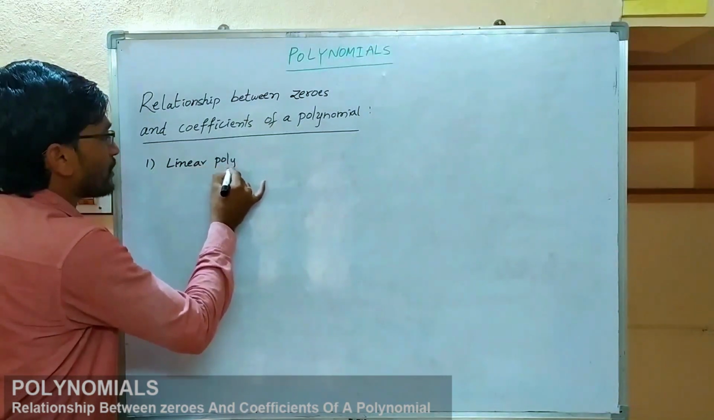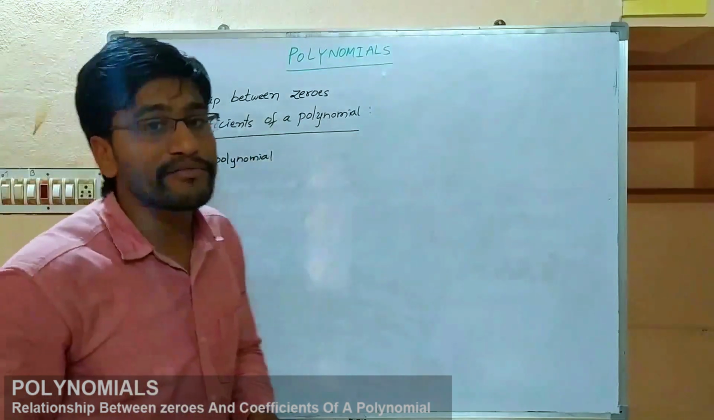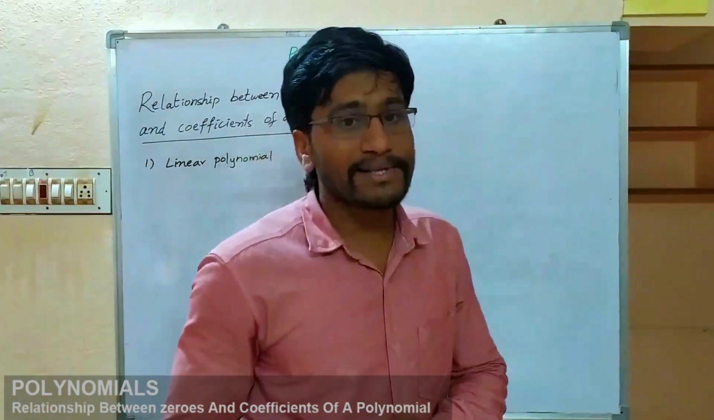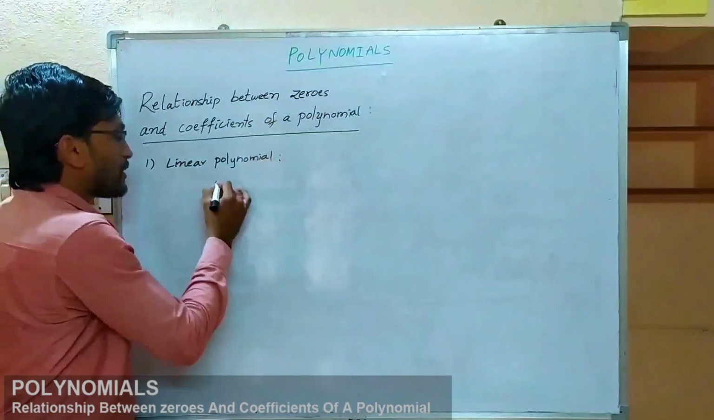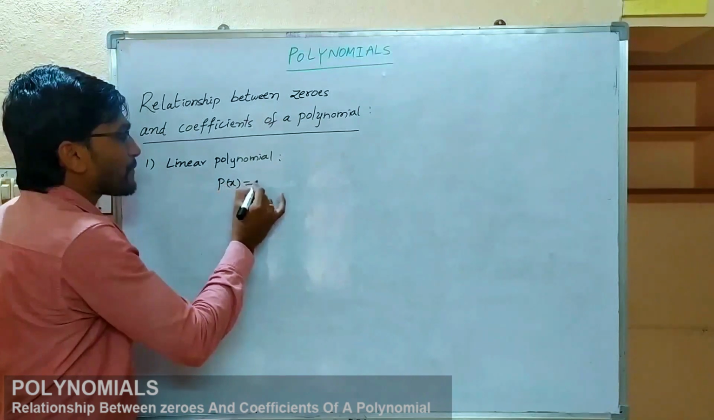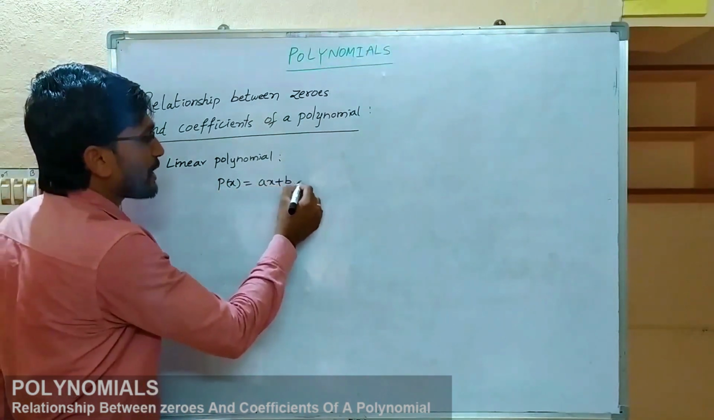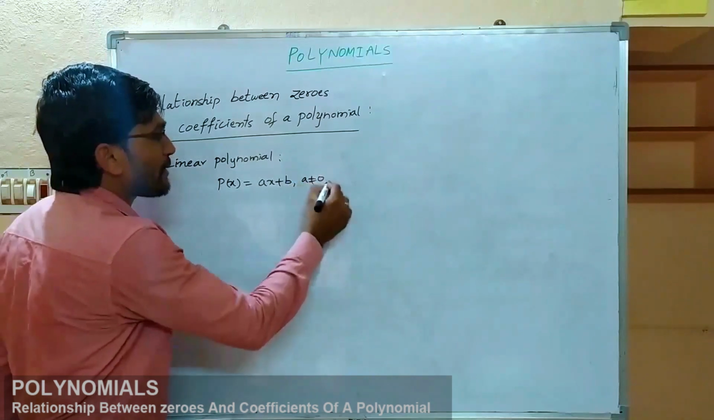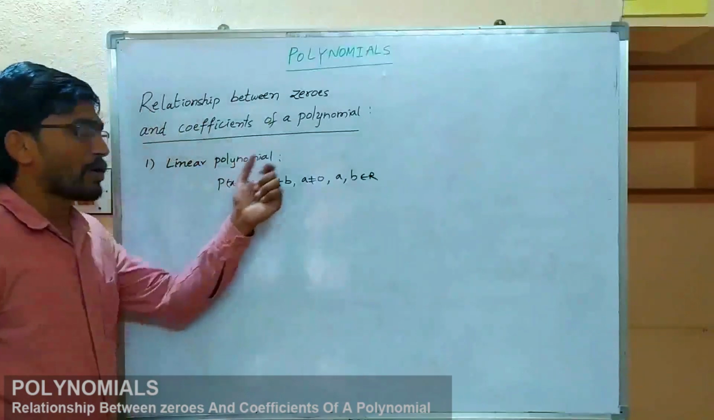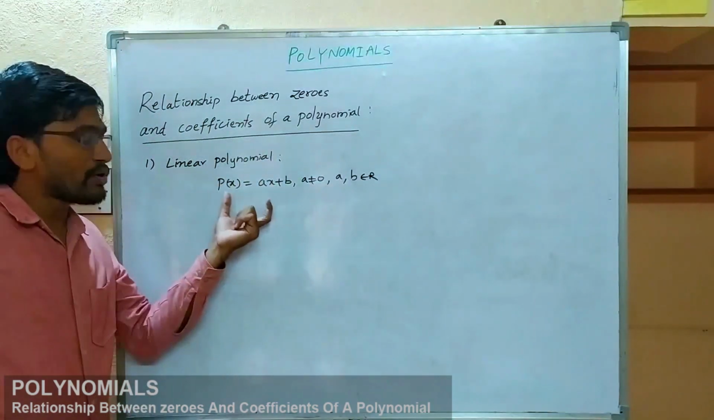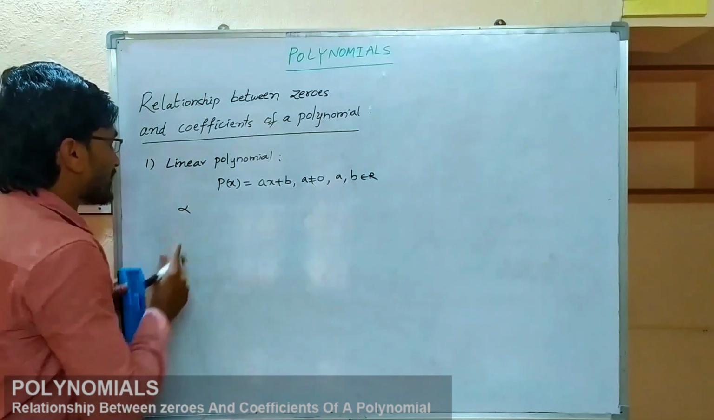Linear polynomial. So already we know linear polynomial has how many number of zeros? Linear polynomial has only one zero. So we know the general form of a linear polynomial is p of x is equal to ax plus b, a not equal to 0, a, b belongs to real numbers. It is the general form of a linear polynomial. So we know it has only one zero. Let the zero be alpha. It is a Greek letter.